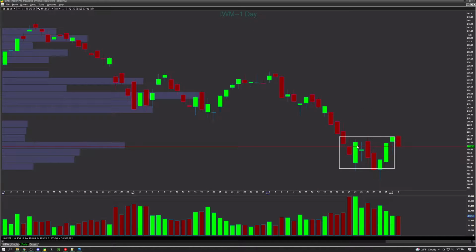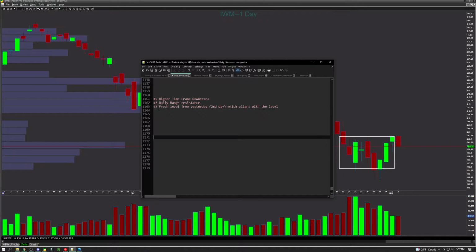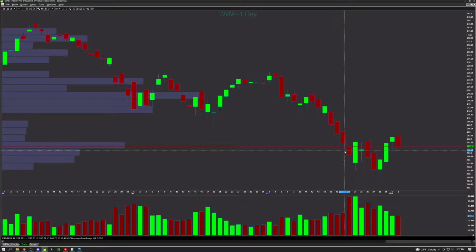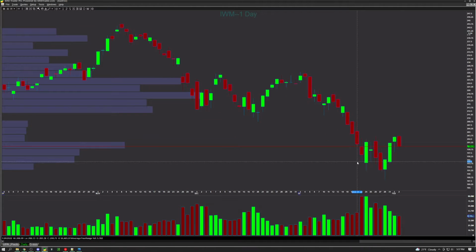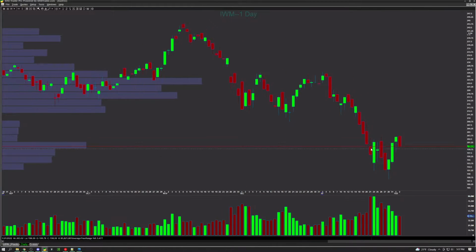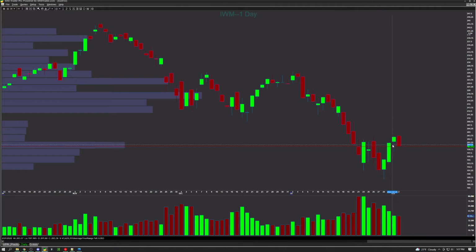Okay, so we have the downtrend, we have a daily range where they all agree that 203 is some resistance, and then we have the smallest time frame, which is a fresh level from yesterday, the second day play. I consider yesterday a second day play because we had a double bottom and some nice moves up, and then we started to see a pullback here. I consider this the first day, second day, where on the second day we started to create value and find value here and settle down here.